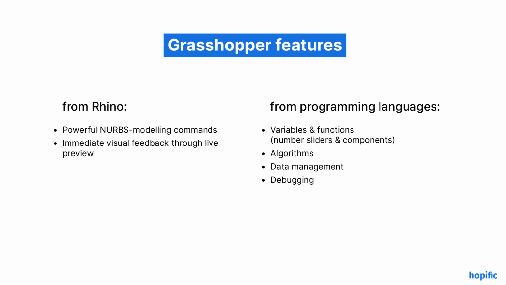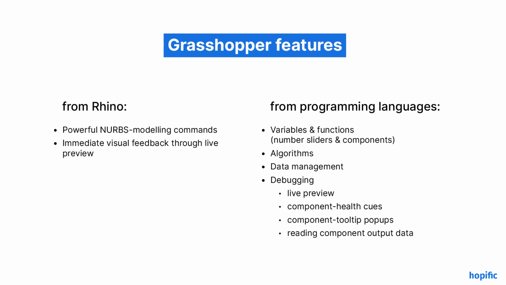Debugging is a term from the programming world, and it describes the process of finding the location in a script where something went wrong and resolving it. There are a few intuitive ways Grasshopper helps us with debugging. One of them is the live preview in the viewport. We don't need to write the whole script before we see if it works. We get visual feedback every step of the way.